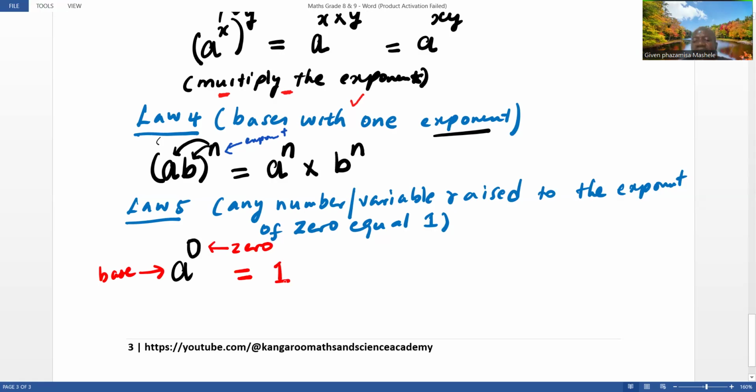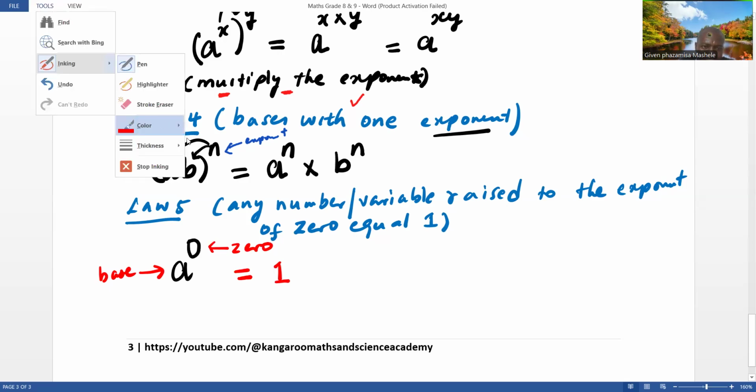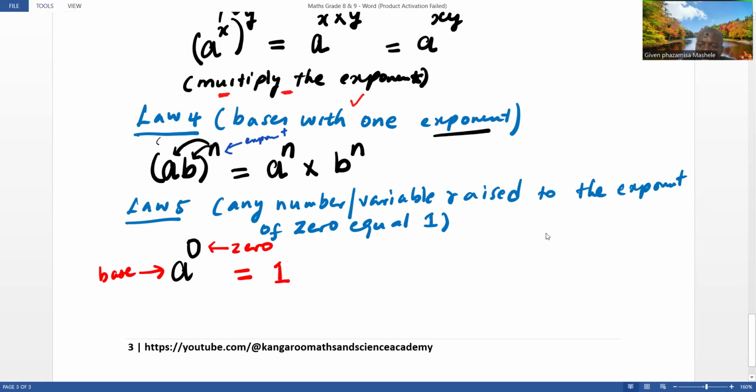Why are we saying any number to the power of 0 is 1? Let's prove this. Let's look at this. According to the way we know, what is 2 divided by 2?